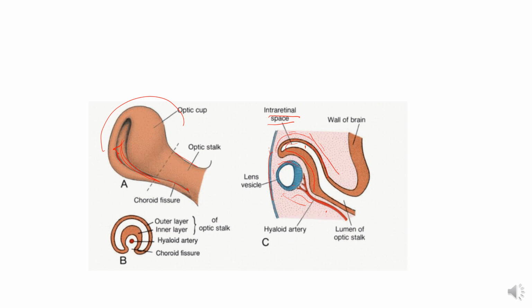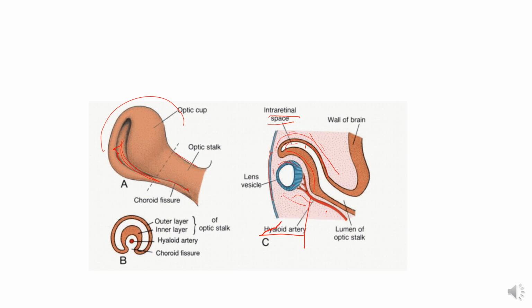Here you can see the edges of the optic cup do not meet anteriorly and there is a fissure known as the choroid fissure. The choroid fissure, also known as the retinal fissure or optic fissure, contains vascular mesenchyme. So here we have mesenchyme in which the hyaloid artery develops. You can see the hyaloid artery developing in the mesenchyme present in the choroid fissure.